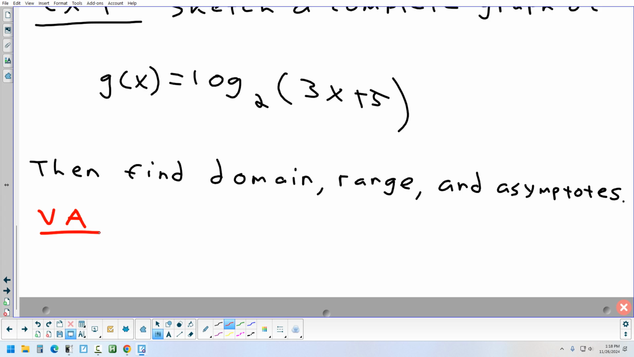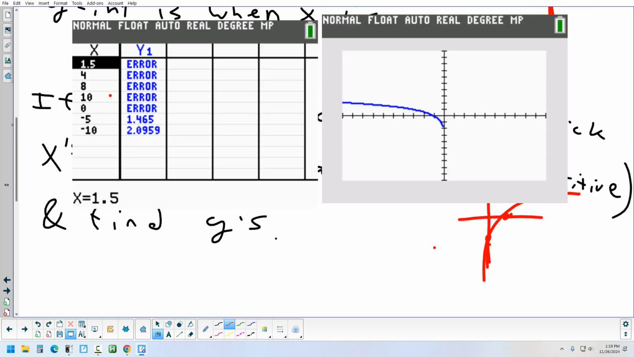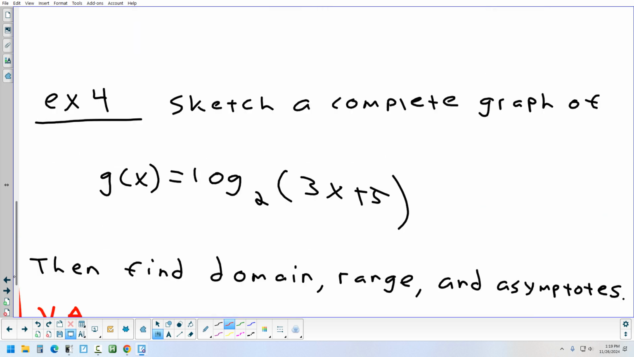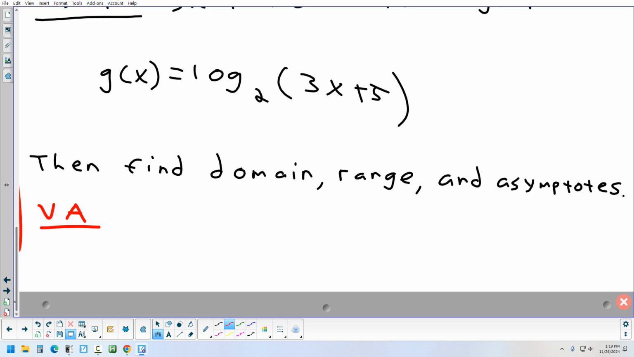What were the directions that I gave you to find the vertical asymptote? I do not remember. Do you have it in your notes? Probably. Set the argument to 0. Set the argument equal to 0. To find the vertical asymptote, set the argument equal to 0, and then solve. Okay. What's the argument in that problem? 3x plus 5. Yep.